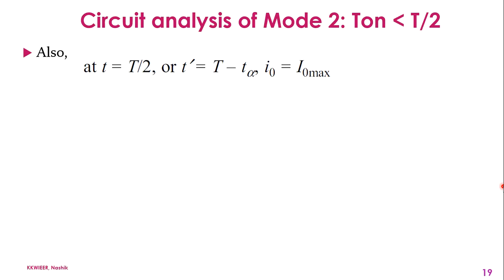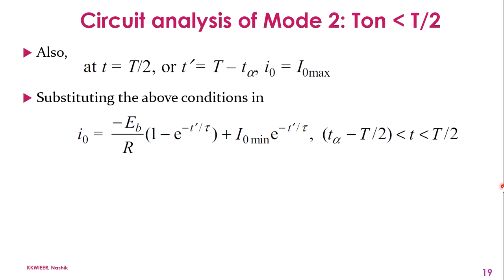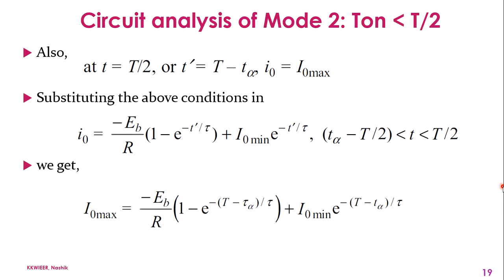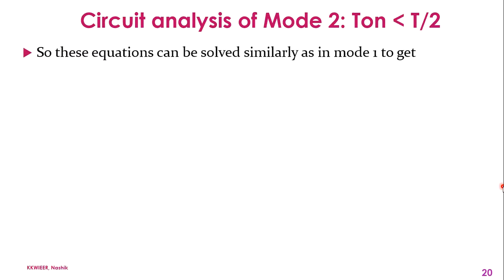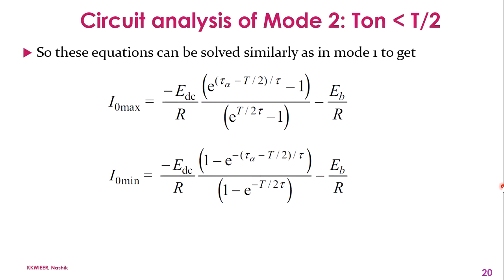Also at T is equal to T by 2, I0 is equal to I0 max and T dash is equal to T minus T alpha. So substituting this above condition in the previous equation, that is the equation of I0, we will get the value for I0 max and I0 min. So these equations can be solved similarly as we have solved in the mode 1 of the operation, where T on is greater than T by 2. So similarly we will solve.